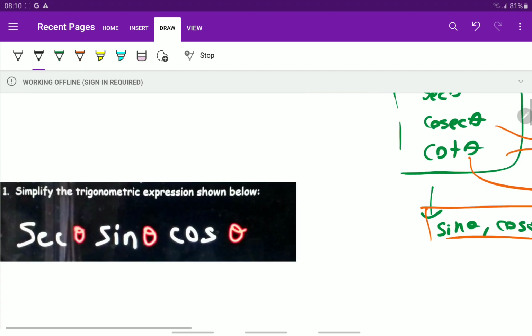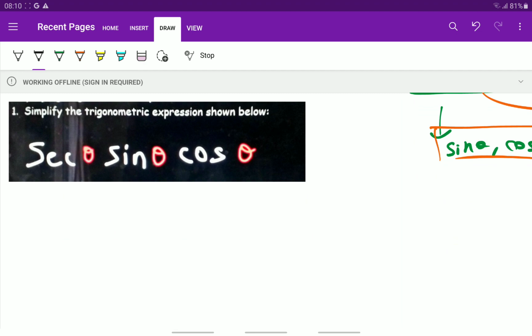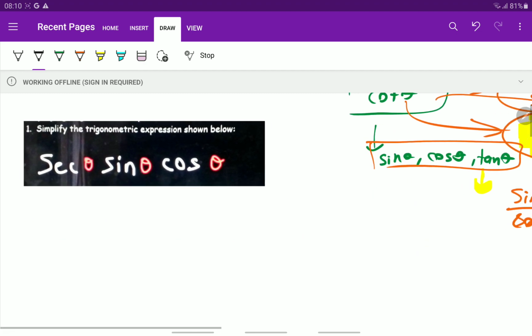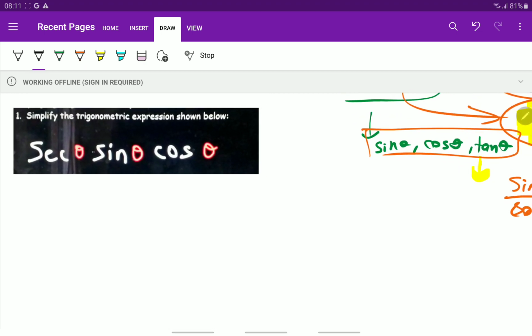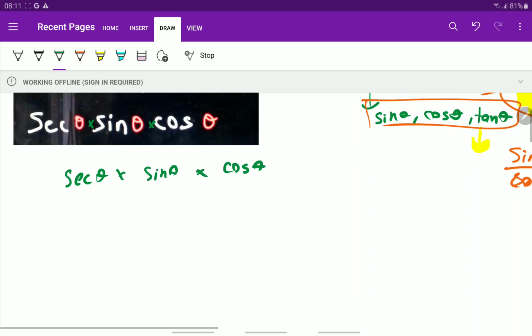The first question, as you all know by the title, it's simplifying, right? So the first one is to simplify what? Secant theta into sine theta into cos theta. So I always recommend you all to write it down. So secant theta into sine theta into cos theta. We want to make it very elaborate for us.